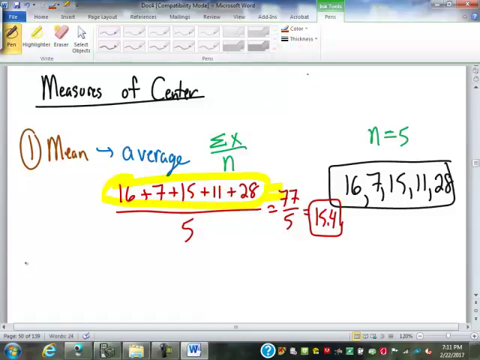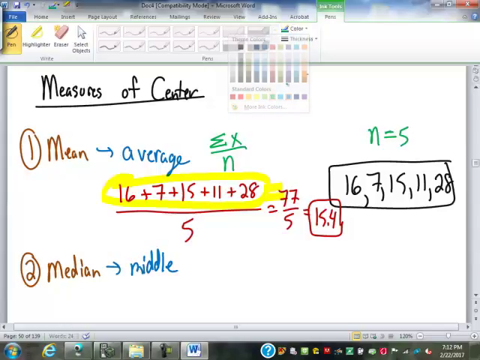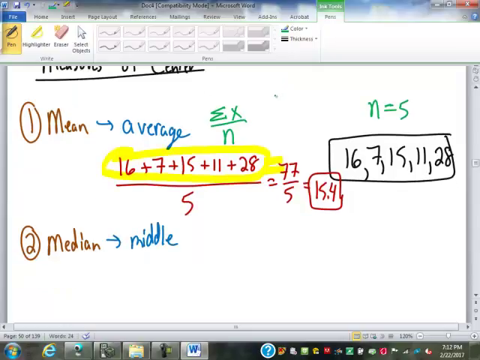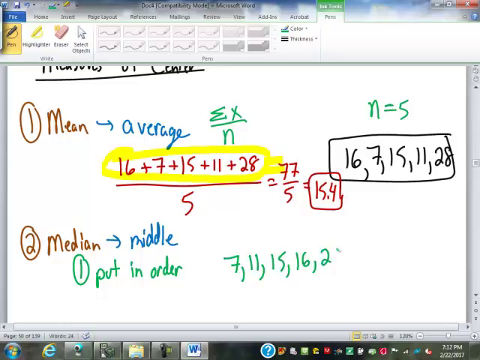Our second measure of center is the median. Our median is the middle number. To find the median, we have to do a couple of things. The first one, we have to put the numbers in order from smallest to largest. So that's going to be 7, 11, 15, 16, and 28.